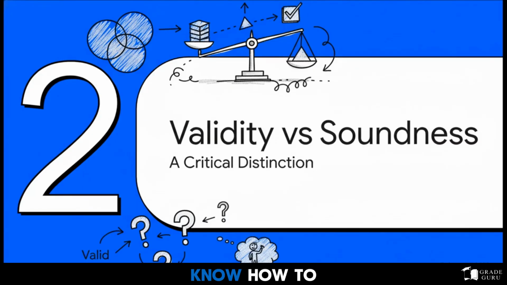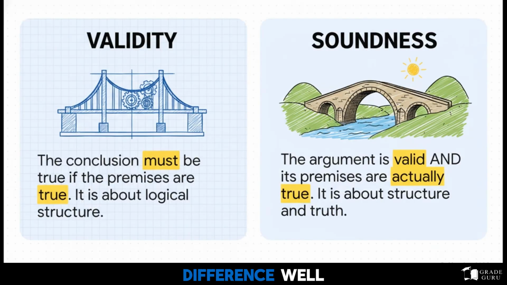All right, so you know how to structure an argument. Now we've got to figure out if it's any good. And this next part, validity versus soundness, this is absolutely critical, especially for those multiple choice questions that are designed to trick you. So what's the difference? Well, validity is only about the logical structure. It's like asking, does the blueprint make sense? It's all about that if. If the premises are true, does the conclusion have to be true?